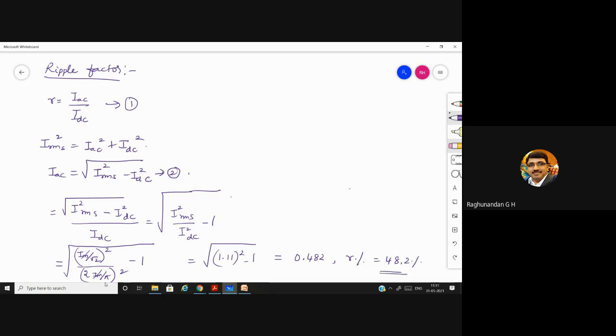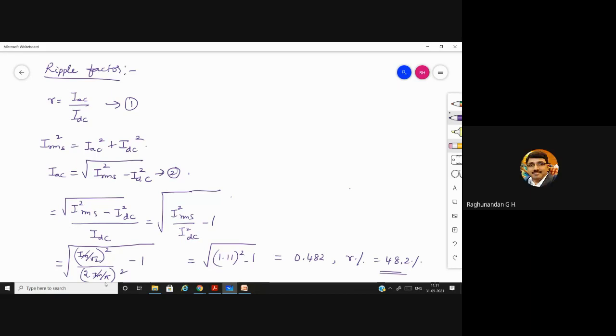That indicates even after using two diodes, we are having 48.2% of AC component in the DC output. Actually, we are expecting pure DC at the output, but the output signal also has an AC component. How much percentage of AC component is present? 48.2%. What was the percentage of ripple factor in half wave rectifier? 121%, right?